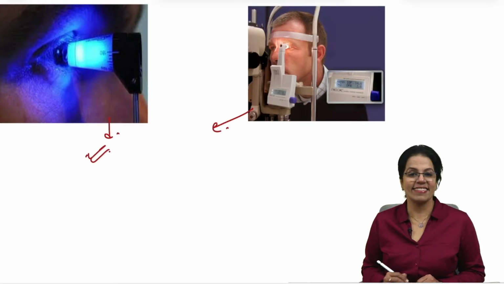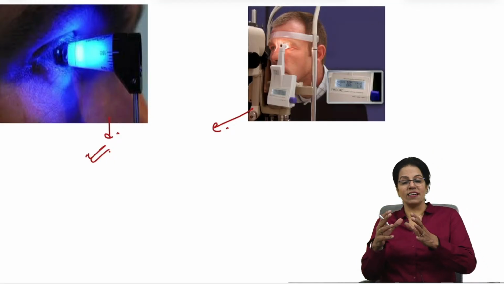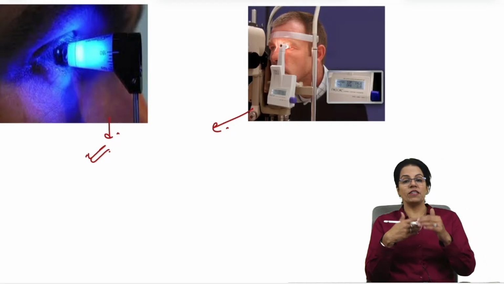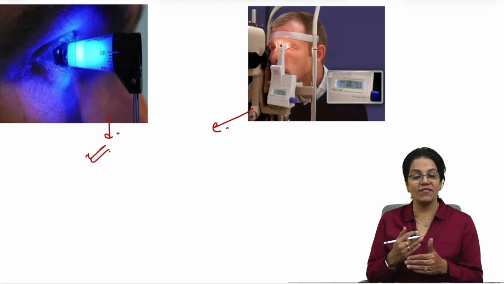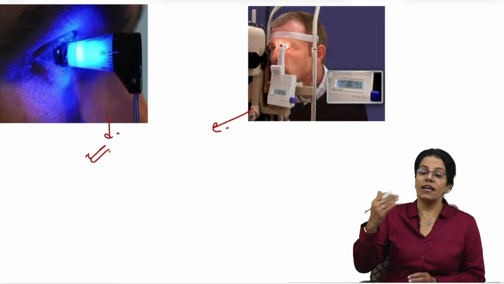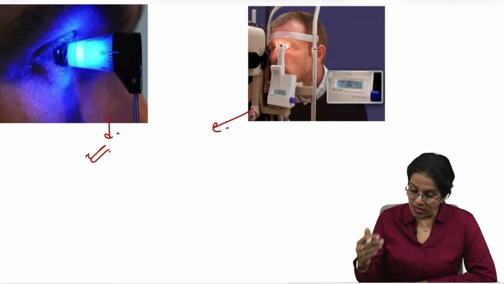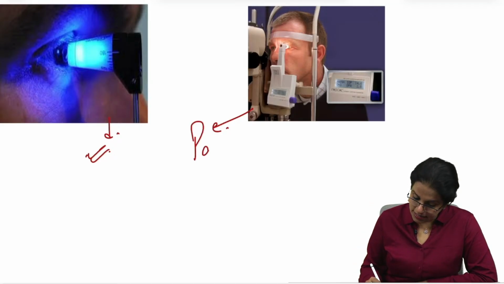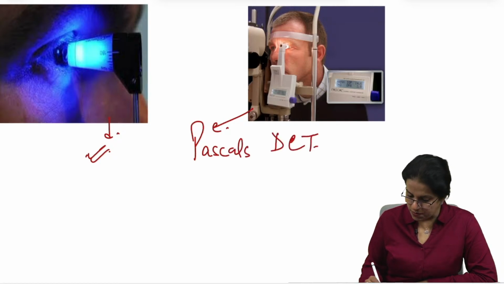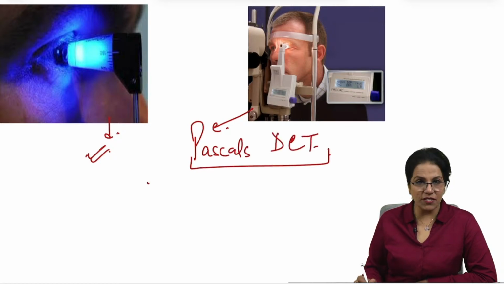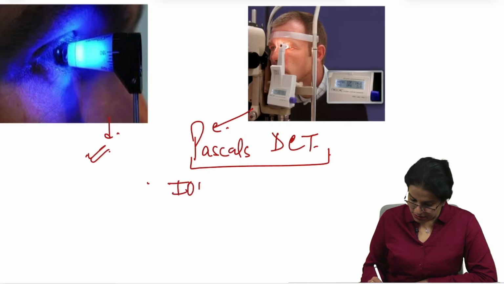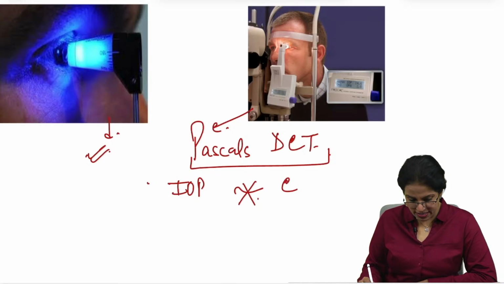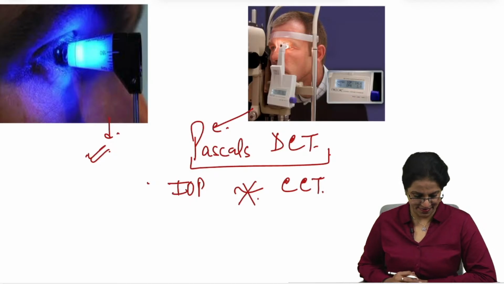What is this? So, what we have just learned is that if there is a thick cornea, we overestimate the IOP in Goldman. In a thin cornea, we underestimate. What is this? This is your Pascal's DCT, called dynamic contour tonometer. And what is the advantage over Goldman? That intraocular pressure is not actually dependent on central corneal thickness.